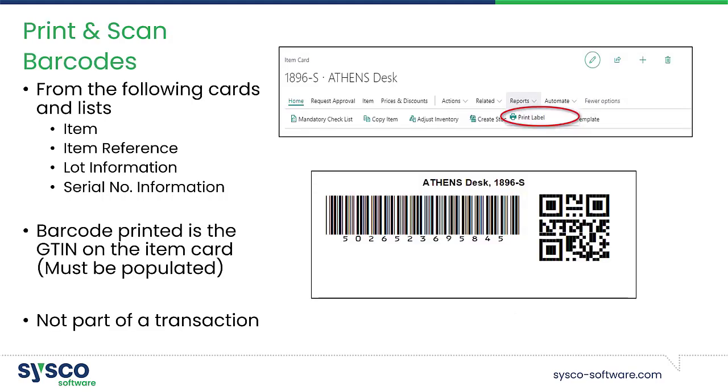Print and scan barcodes. Now you have the option, which is available now from lists and cards, so it's your item reference, lot and serial number information, lists and cards, and it'll print the barcode onto like a Word document for you, but you have to have your GTIN filled in on that specific item. Now unfortunately it's not part of a transaction at the minute, and you can only do it from the lists and cards, but maybe they'll enhance that functionality again in future releases.